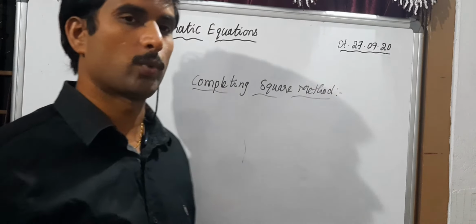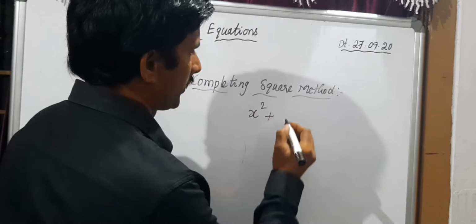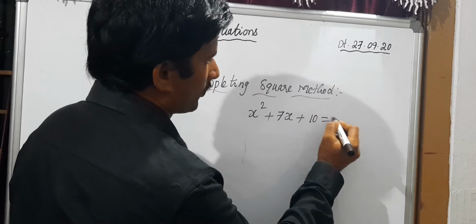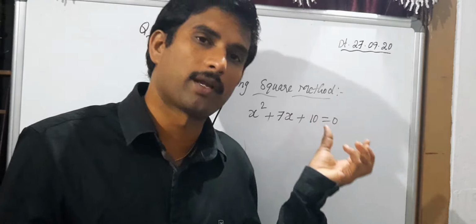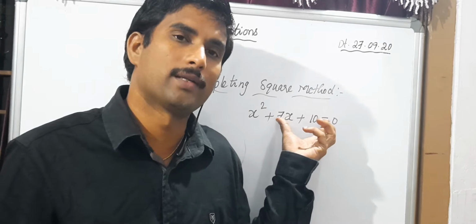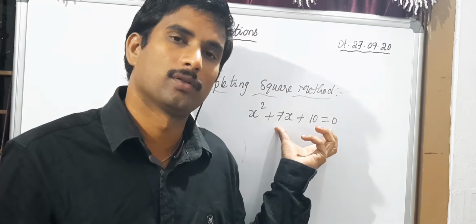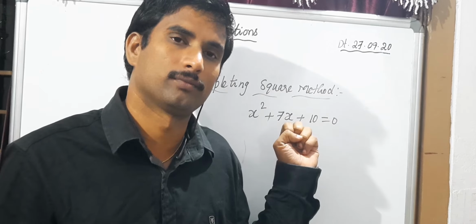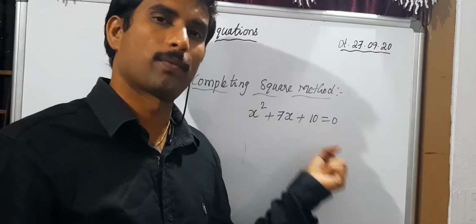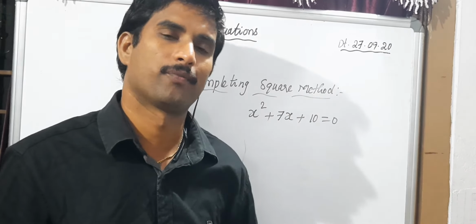So, if you take a quadratic equation x square plus 7x plus 10 equal to 0. The reason behind completing square is that we have to adjust the terms of the left hand side of the given equation so that it becomes a complete square. Now, to solve the equation x square plus 7x plus 10 equal to 0 by the method of completing square, we should follow some steps.